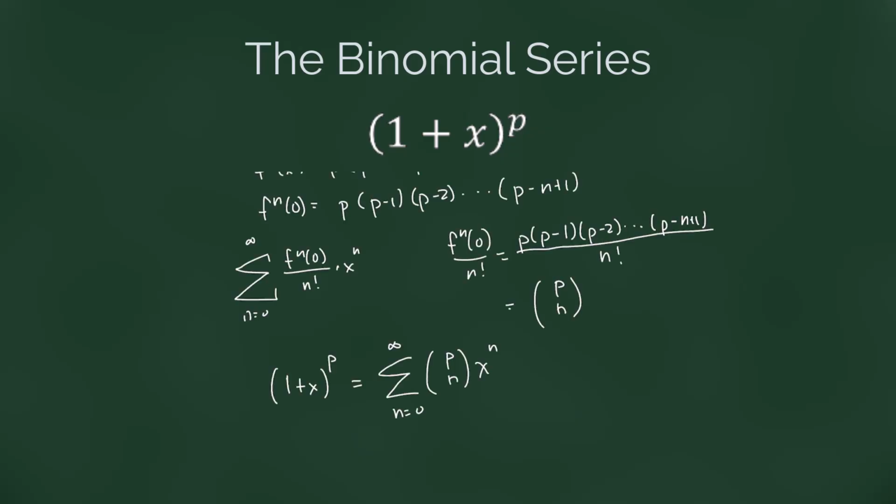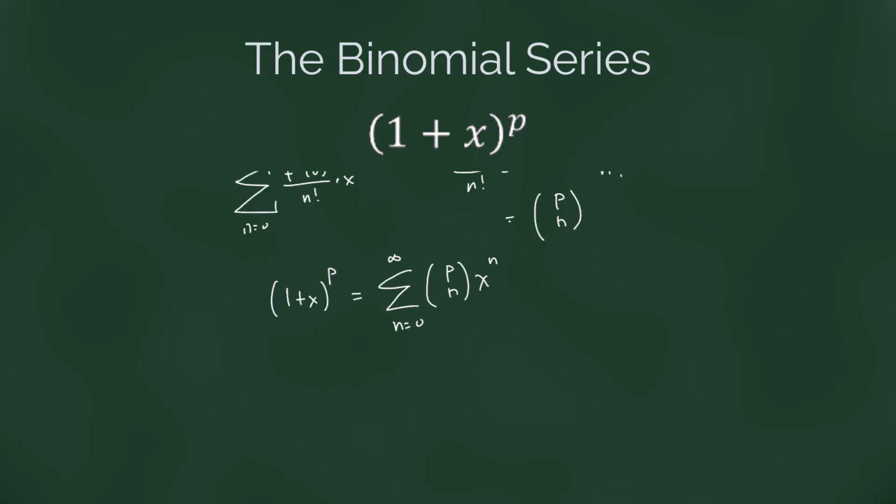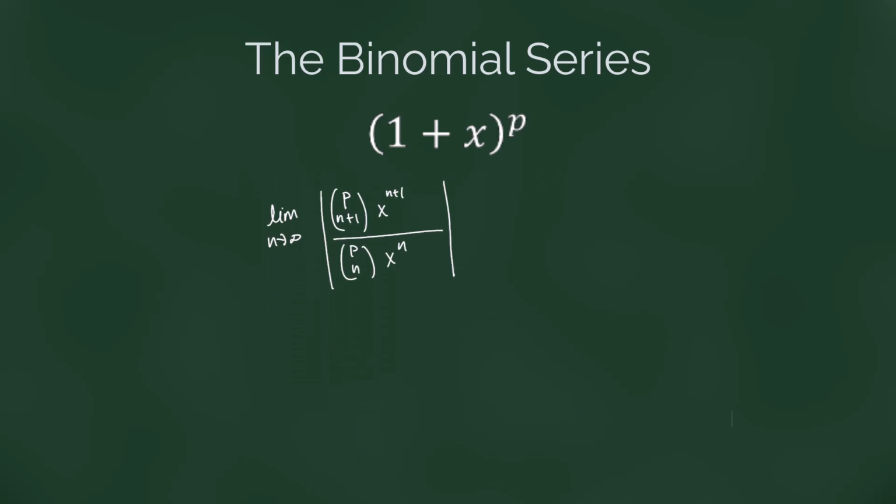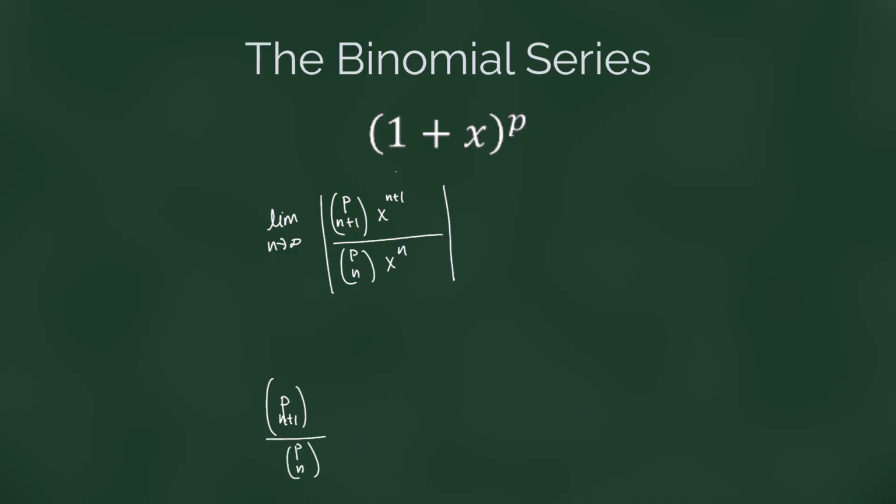So our last task is to figure out where this converges. And so we can see that we're going to evaluate the limit as n goes to infinity of the absolute value of p choose n plus 1 times x to the n plus 1 over p choose n times x to the n. So we need to figure out what this ratio is, p choose n plus 1 over p choose n. So let's examine that.